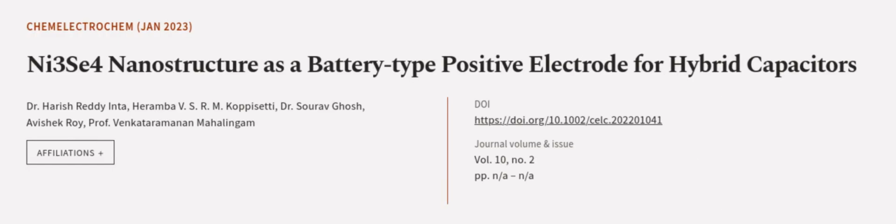Additionally, a hybrid device consisting of activated charcoal, AC, and Ni3Se4 as negative and positive electrodes, respectively, was fabricated and demonstrated an extended voltage window of 1.6 V and a high energy density of 20 Wh kg⁻¹ at a power density of 329 W kg⁻¹.